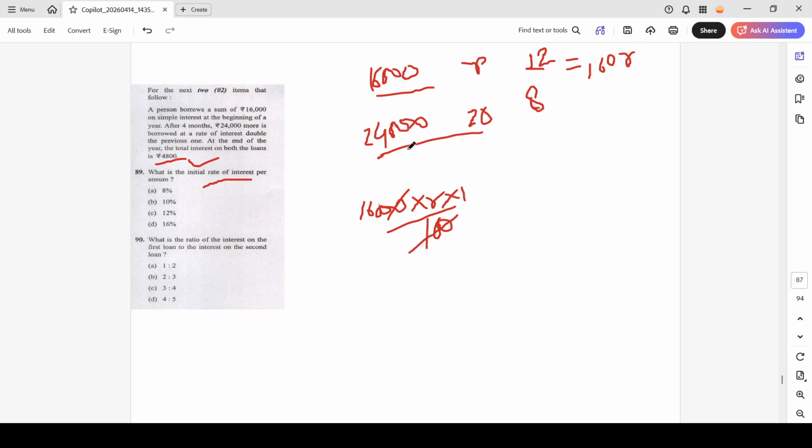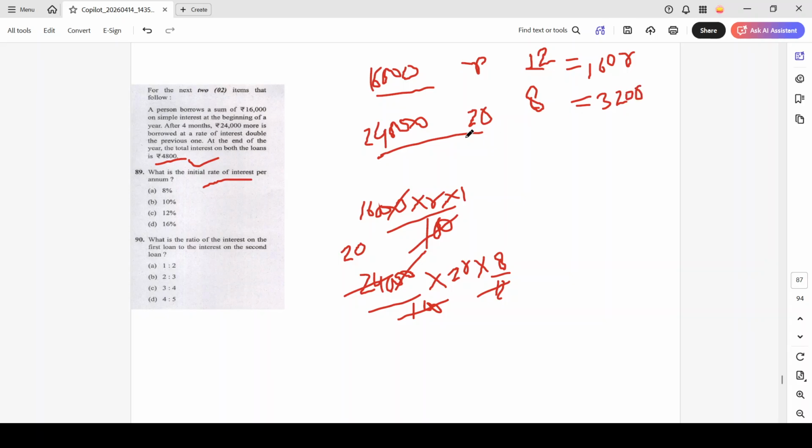Now if I calculate this, it will become 24,000 into 2r. What is the time? 8 months. And in a year, how many months? 12, divided by 100. If I cut 100, 100, 12, 20, 8 2s are 16, that means 320 r.